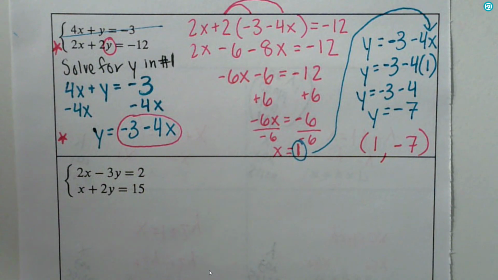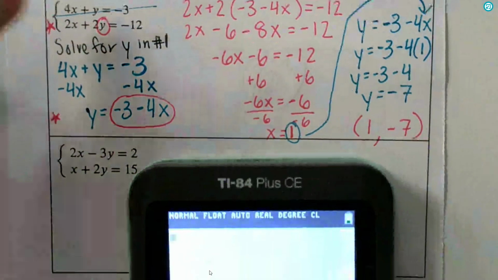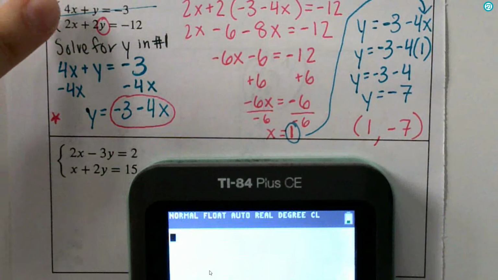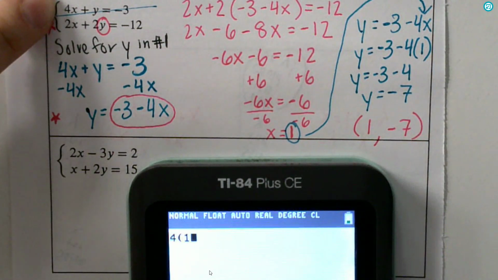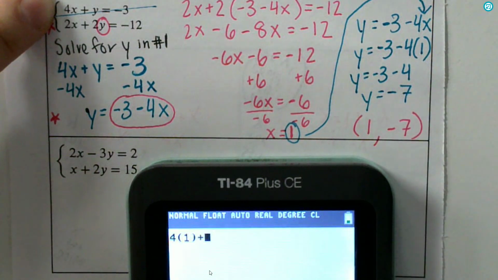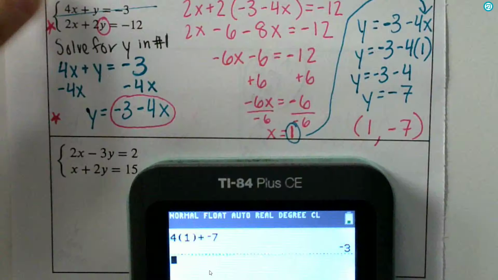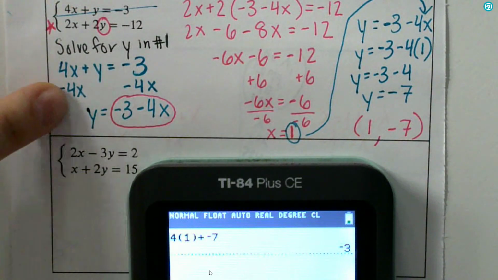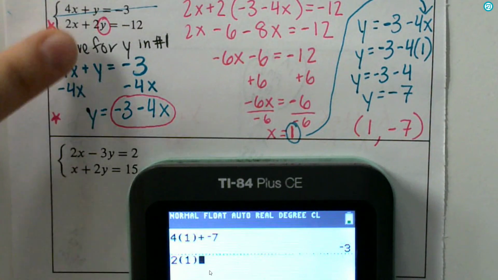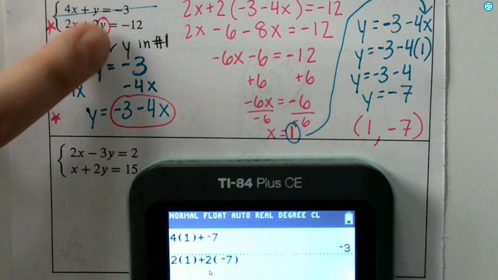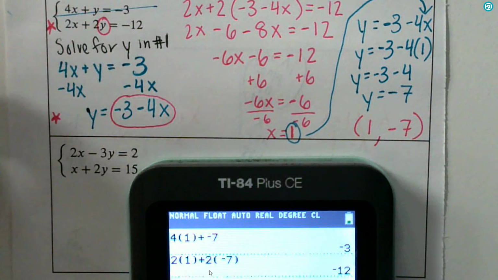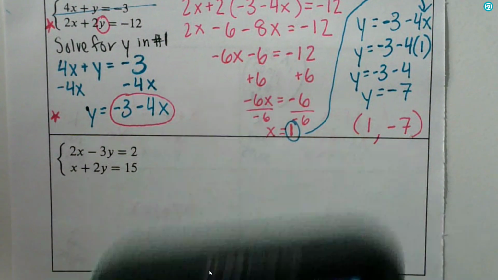Before we do that last example, I do want to show you guys now how you would check these. So you would go back to your original equations, 4x plus y. So instead of 4x plus y, I would do 4 times 1, because I now know x equals 1, plus y is negative 7. Make sure I get negative 3 there, which I do. And then you have to do it in the other equation too. So you do 2 times 1 plus 2 times negative 7. Make sure I get negative 12, which I do. So you can always plug in x and y for x and y in both equations. Make sure it checks out.